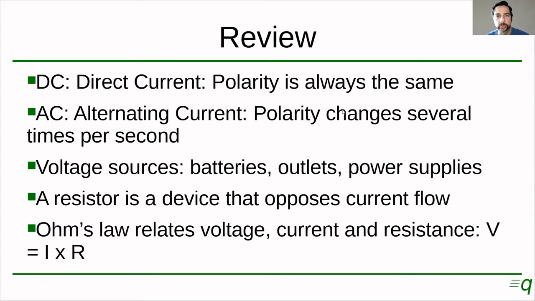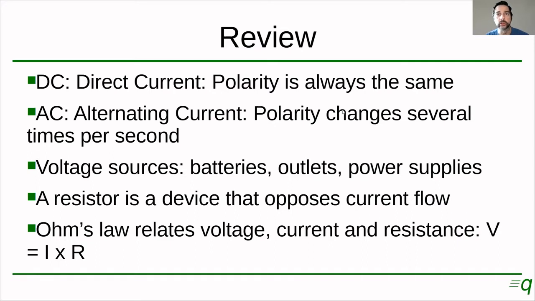So last class, we studied DC and AC. DC was direct current, where polarity is always the same. And AC is alternating current, where polarity changes several times per second. We also looked at voltage sources like batteries, outlets, and power supplies. We also studied Ohm's law and resistors. Resistors are devices that are intended to insert resistance in a circuit.